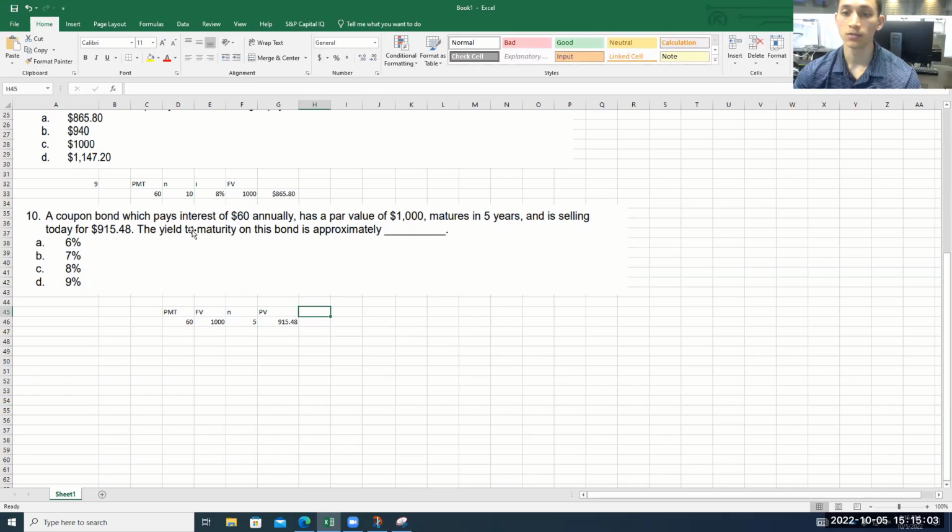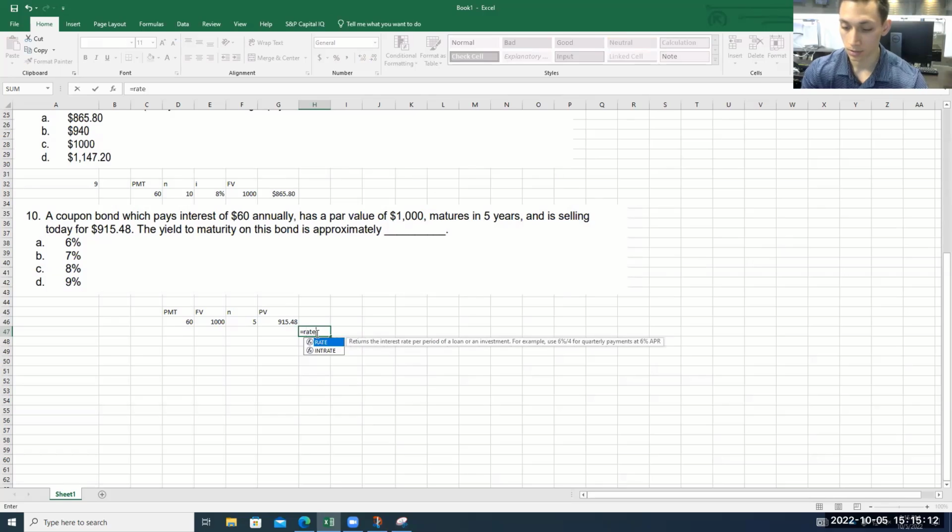Now we're looking for the yield to maturity on this bond. The yield to maturity formula is just taking the rate. So we're going to plug this into equals rate, and that's going to return the yield to maturity on this bond. We plug in all of our numbers: the payment, which is 60, as it says in the problem; our present value, 915.48, which is how much the bond is selling for today; and our future value will be $1,000, the par value of the bond.